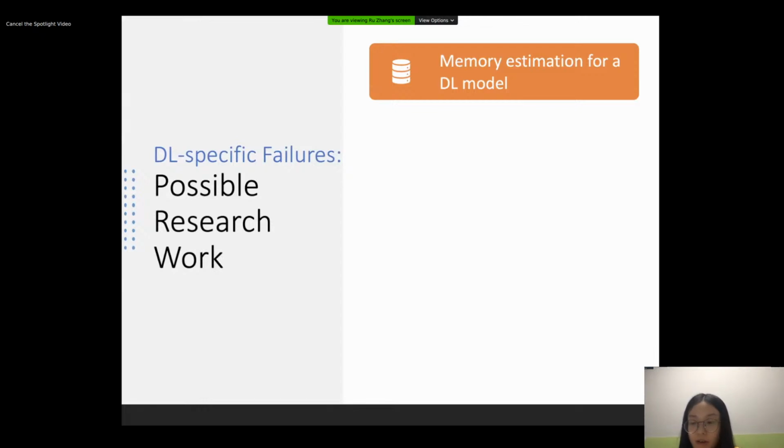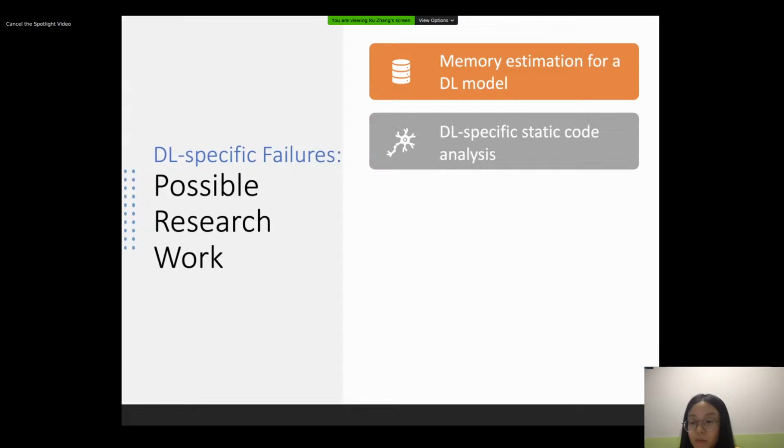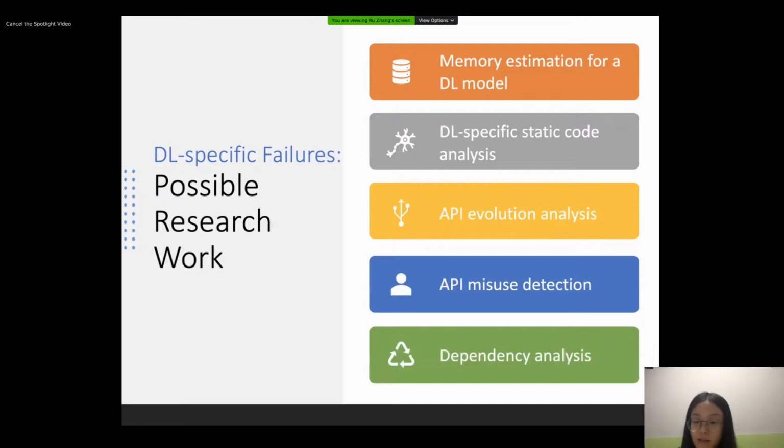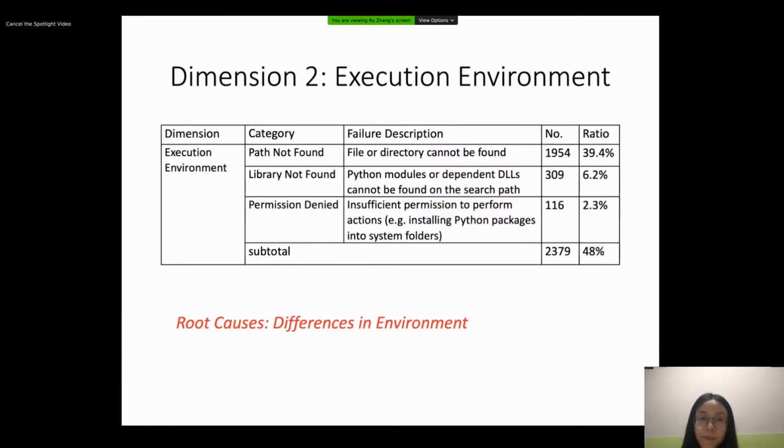First, memory estimation for deep learning models, which could avoid the GPU out-of-memory crash during program execution. Second, deep learning specific static code analysis, which could help reduce tensor mismatch or other failures. API evolution analysis, API misuse detection, and dependency analysis could also be useful.